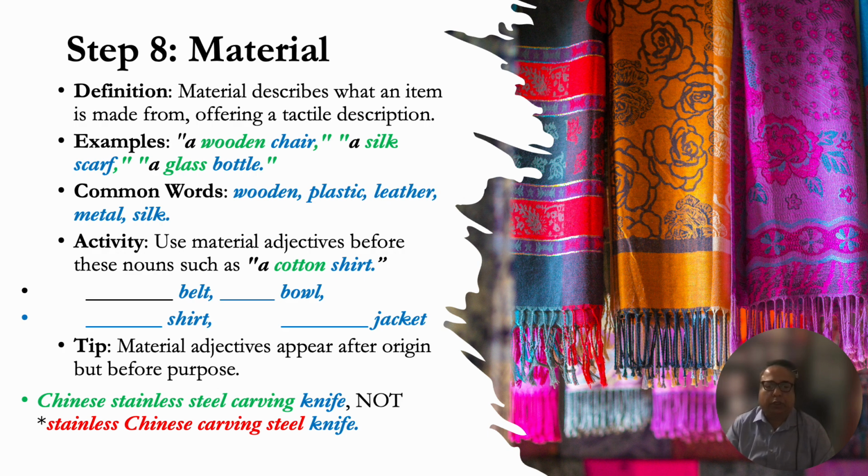Belt, bowl, shirt, jacket. There are four nouns and there's a blank space before them. Please use a material adjective to modify these nouns.